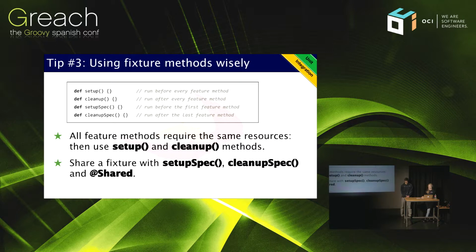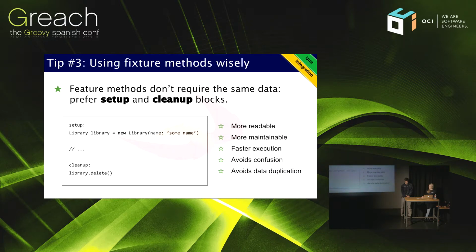To share a fixture, use the setupSpec and cleanupSpec methods together with the Shared annotation to annotate the fields to share. If the feature methods don't require the same resources, an optimal way to do this is applying the setup and cleanup blocks in every feature method. This way is more efficient because you are creating the specific data for every one of your test cases. So the main key is that setup methods should contain only code that is common to all tests in the specification. Otherwise, use setup blocks. This makes the tests more readable and maintainable, avoids confusion, and avoids data duplication.